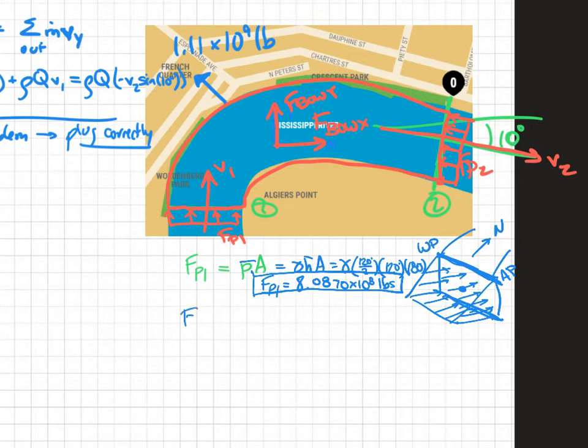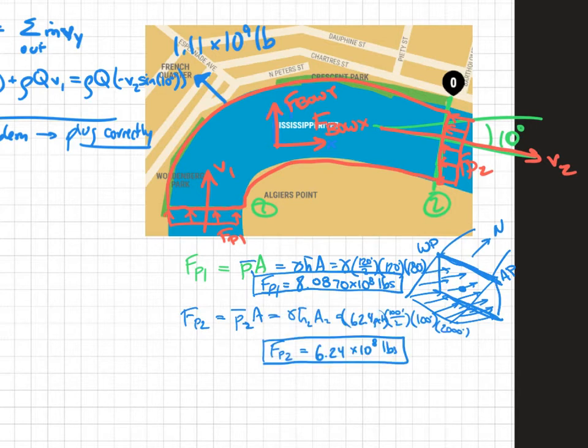So we'll do FP2, and it works the same way. I'm just going to pause it and have it pop up. We end up with 6.24 times 10 to the 8th pounds. That's the pressure at 2. Now, 2 is on an angle, so not all of that is going north-south. Most of it is going east-west, so it's not really going to affect that bank all that much, or at least not in the y direction.